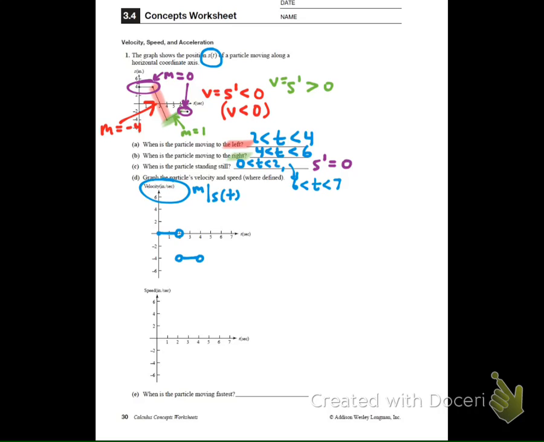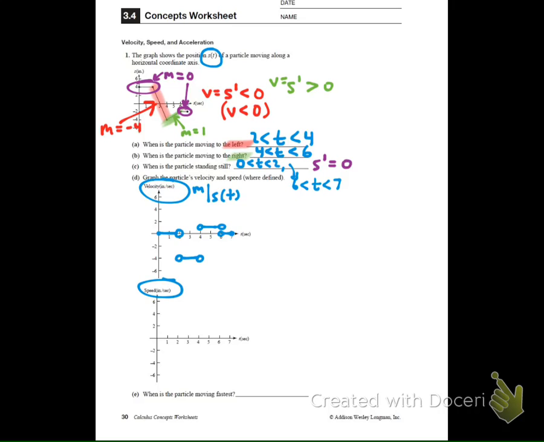Then in between the t values of 4 and 6, we said that the slope was 1. And if the slope is 1 there, then we indicate that right here on the graph of the velocity. The value of the velocity is the value of the slope of s, which is equal to 1. And then finally, we also mentioned that the slopes between t equals 6 and t equals 7 are equal to 0. That's the slope of s of t.